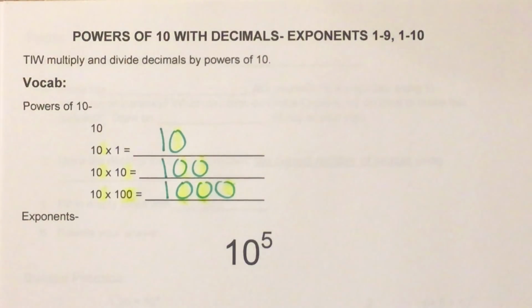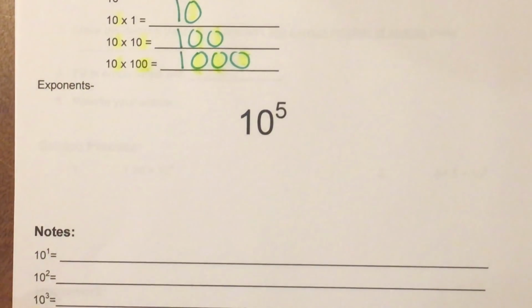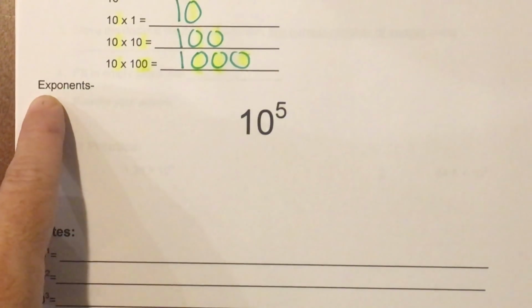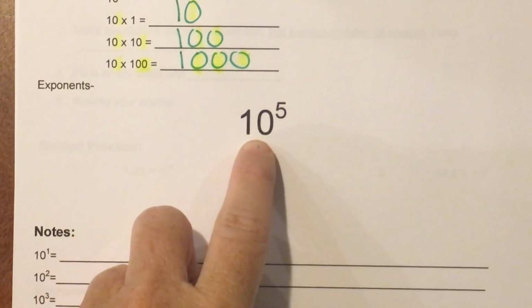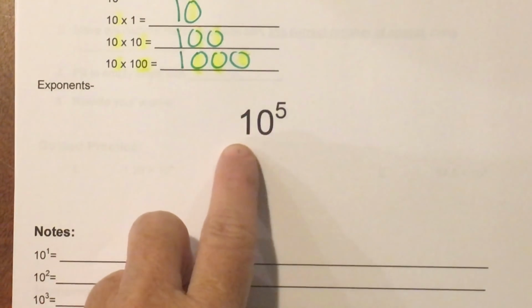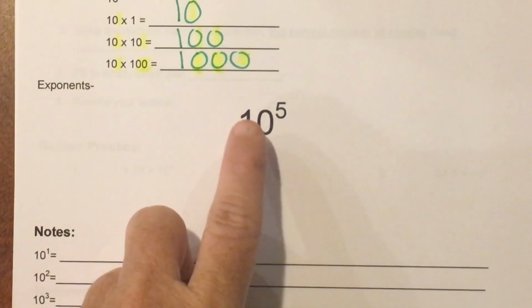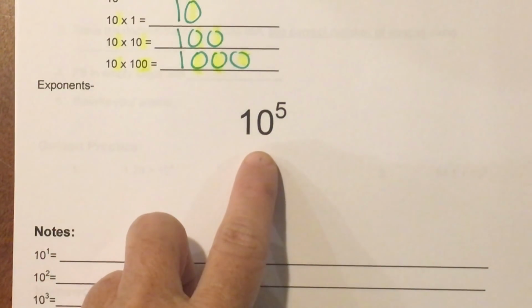Okay, so the next part is the actual exponents part. This is the part that I love. I love exponents. They're really fun to work with. They're easy. You've probably heard of them or maybe seen them and weren't really sure what to do with them. Well, in 5th grade, we mainly work with the base number 10. For the next few lessons, that's all we'll be working with for a while.